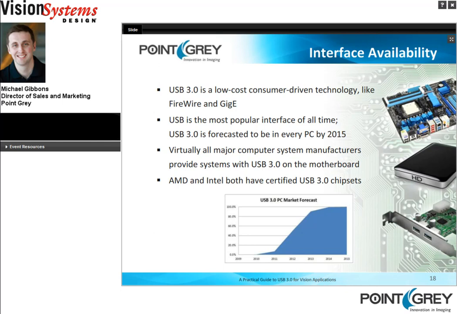Okay, so the other thing too is USB 3 is widely available. Because it's a low-cost consumer-driven technology like FireWire and GigE, you'll find it everywhere. USB is the most popular interface of all time, and is forecasted to be in every PC by 2015. At this point, virtually all major computer system manufacturers provide systems with USB 3 on the motherboard. There are also add-in cards widely available for those systems that don't. AMD and Intel both have certified USB 3.0 chipsets. So these are CPUs that have USB 3 built into them. These are shipping. They're in systems today.